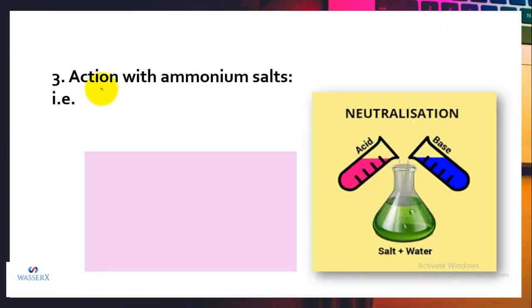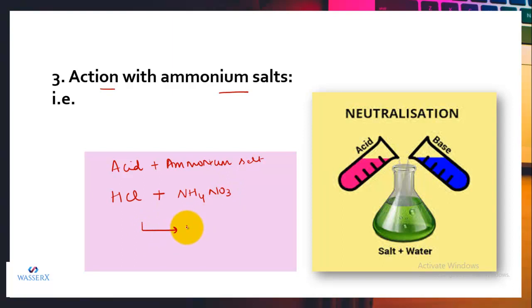Another property is action with ammonium salts. Whenever we react some acid with an ammonium salt, let's see what we get. Let's take an example. Let's say we have HCl, and let us react it with some ammonium salt, let's say NH4NO3.